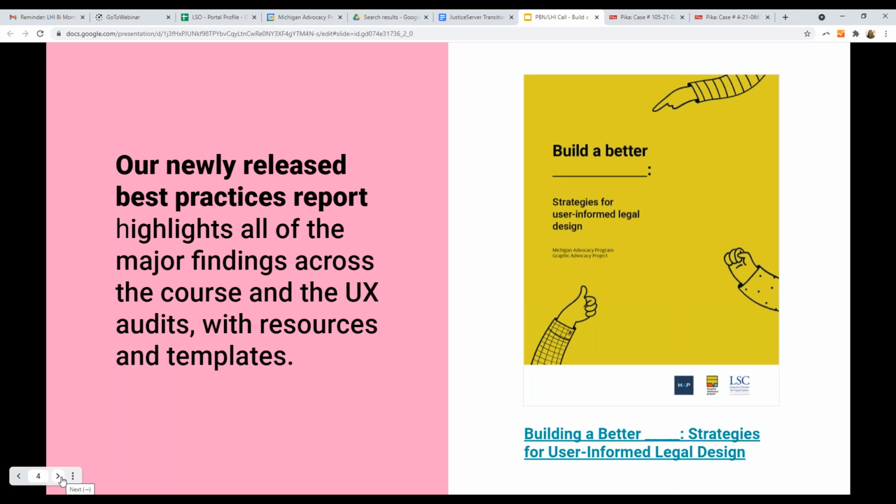So this report combines highlights of all the major findings with resources and templates. And our presentation today is a short run through some of the important concepts, really tailored for the interactive forms gurus like you.